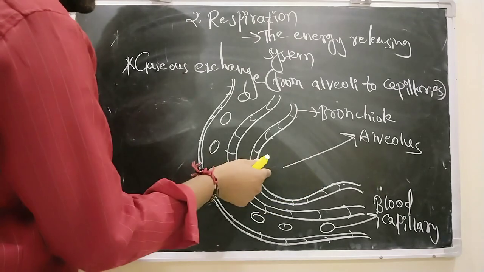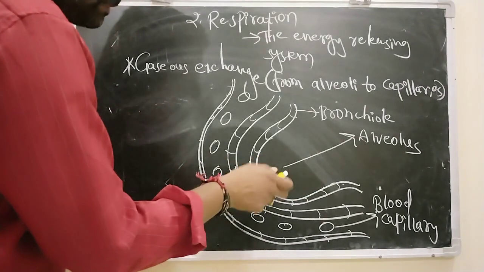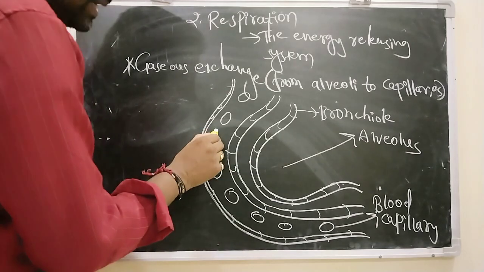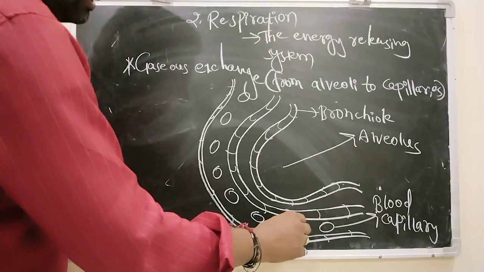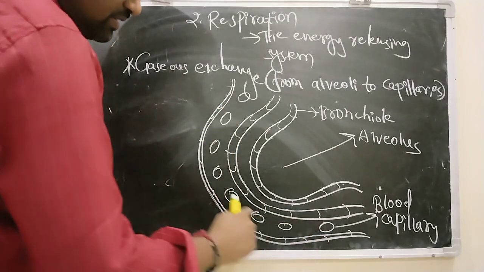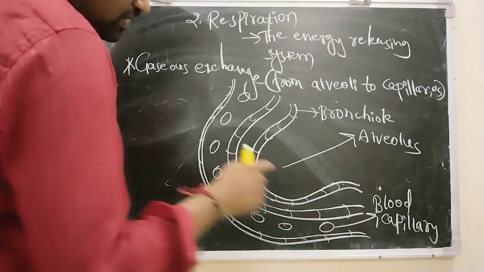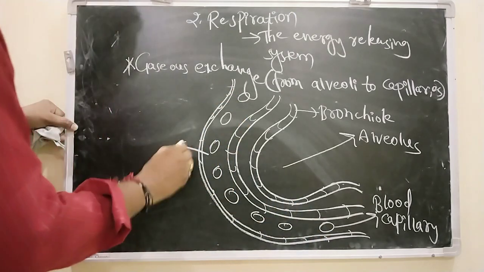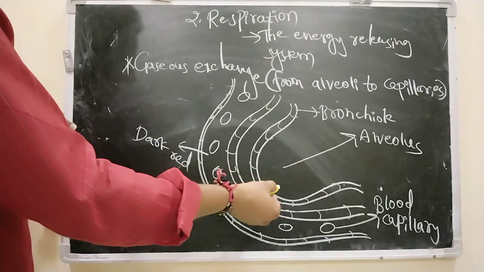The inspired air contains more oxygen, less carbon dioxide, right? So the heart sends deoxygenated blood to lungs for oxygenation, which is dark red in color. Whatever the blood here in these blood capillaries, it is dark red in color, which is pumped by the heart to lungs.